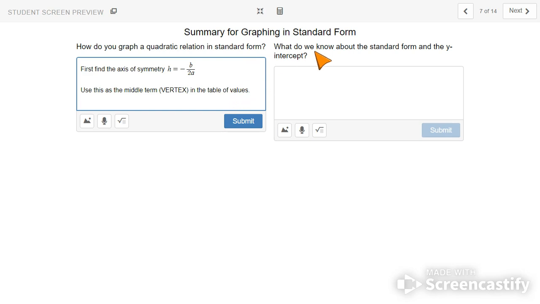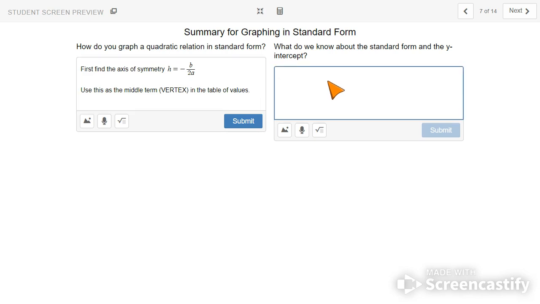Second key idea from this lesson, what do we know about the standard form and the y-intercept? Well, we've concluded that the y-intercept is always going to be 0 and c, c being the third term of the standard form. Because when we substitute x is equal to 0, the other two terms become 0, and the only value that remains is the constant.